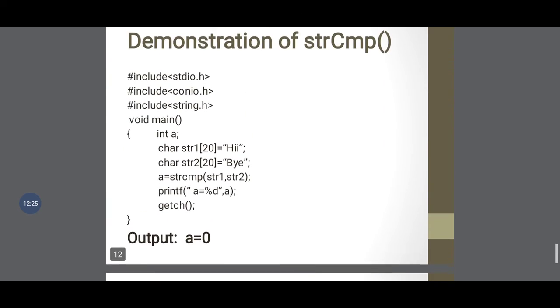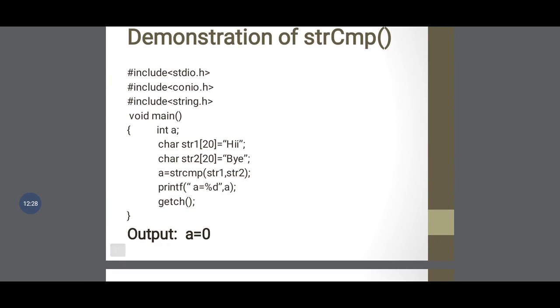We will also learn this string comparison by using our program. Here we have taken the first string, hi, and the second string, bye, and we have used the function strcmp, with string 1 and string 2 in the brackets. What happened? It will compare the two strings. Here the two strings are almost the same, having equal value, so we will get output equal to 0. Why? Because the two strings have the same length, so we get the output as 0.